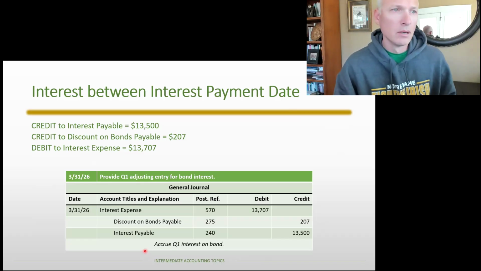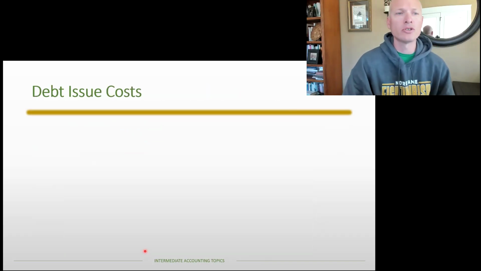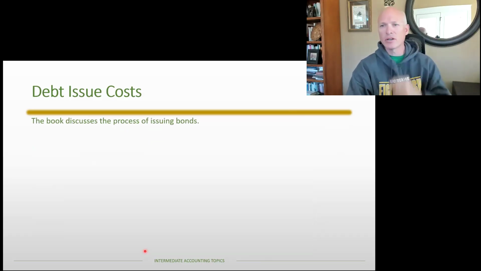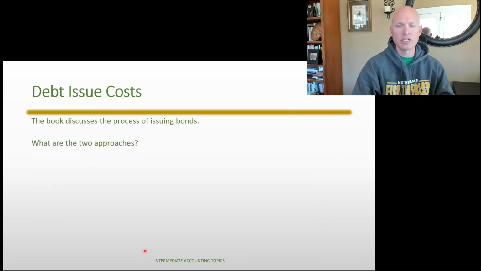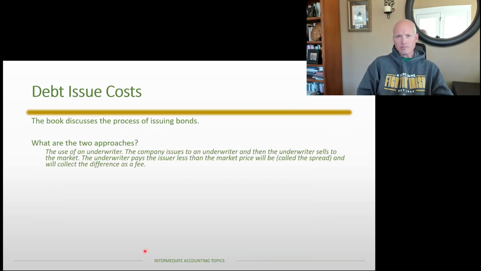All right. Next mini topic, how do we handle the cost to issue debt? The book goes into a lot of length on how to do that. And so I'm just going to summarize the two approaches here. One is the use of an underwriter. It's like Goldman Sachs or some other big investment bank.